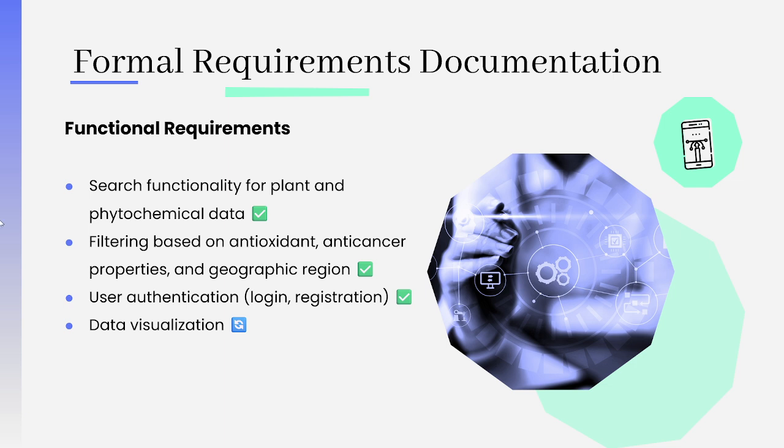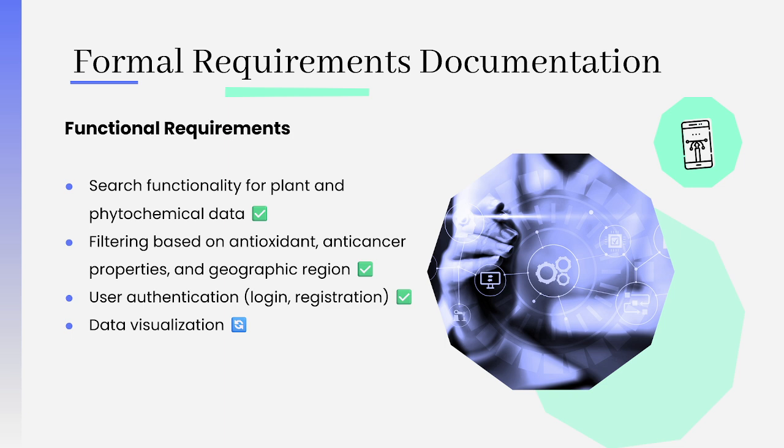Now let's discuss the formal requirements for this project. The first one is the functional requirements. The functional requirements define what the system should do to meet the needs of its users. These requirements are directly tied to the core functionalities of the platform. The next one is the search functionality, which means users should be able to search for plants and phytochemicals by name, properties, or other relevant criteria. This feature has been completed and allows researchers to quickly retrieve specific data from the database.